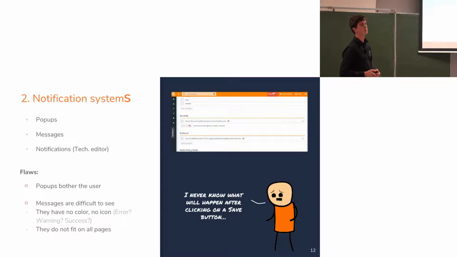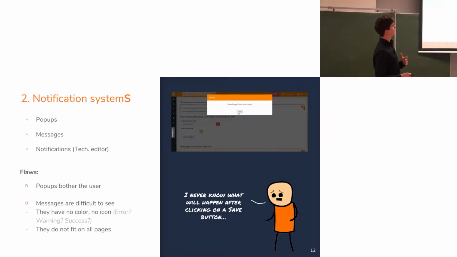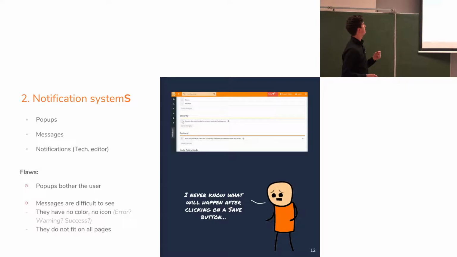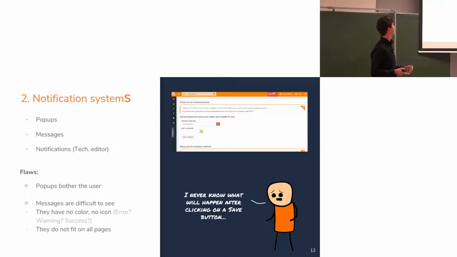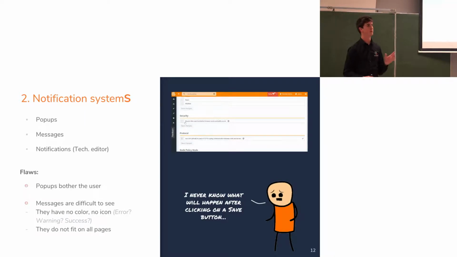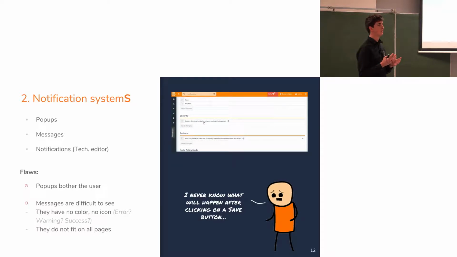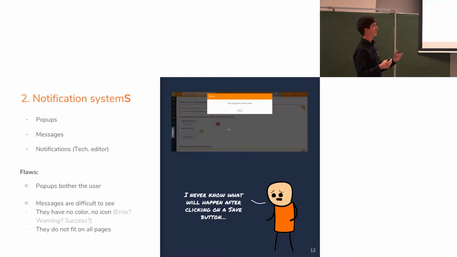But there is another thing that makes him waste time and nerves. This thing is our notification system, or I mean notification systems, because in Rudder we have several. The first one is pop-ups. We have messages too that appear next to buttons, and we have notifications in the technique editor. The problem with pop-ups is that they bother the user. They completely stop him in his user journey. He has to stop what he was doing to close the pop-up, and that's it.